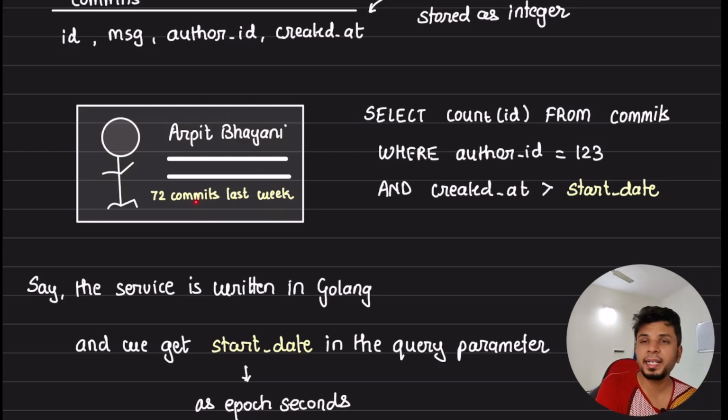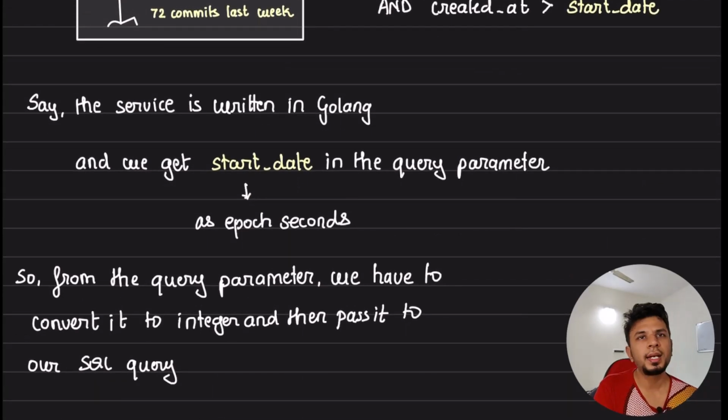In order to aggregate or count the number of commits you made, you fire a query like this: select count ID from commits where author ID is equal to 123 and created at is greater than start date. This start date over here is an integer because created at is an epoch milliseconds column. And now let's assume that our service is written in Golang. It can happen with any language, but I'm just taking a very particular example of an edge case. So let's say our service is written in Golang and we get start date in the query parameter, right?